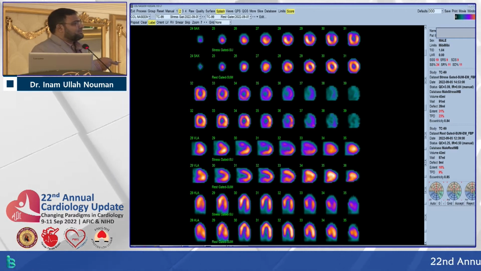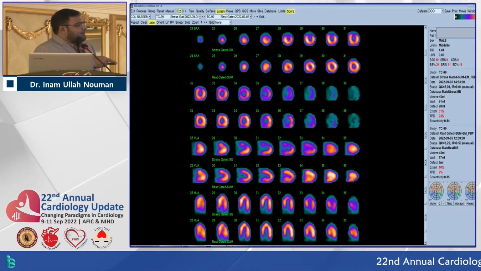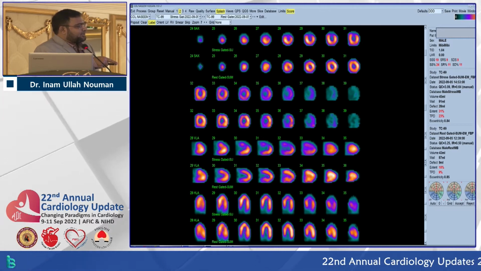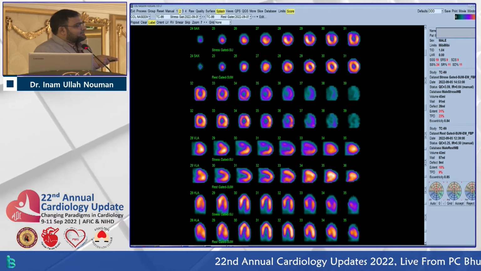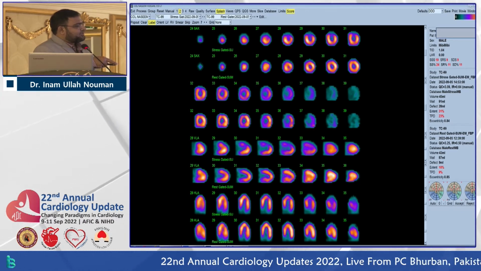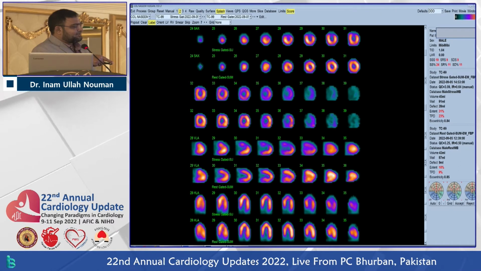So on slice images, we see moderate to severely reduced radiotracer uptake involving the anterior wall on the short axis, and then vertical long axis, and then horizontal long axis.